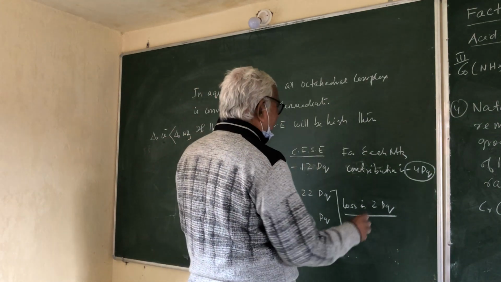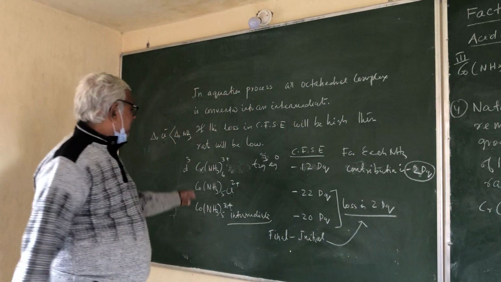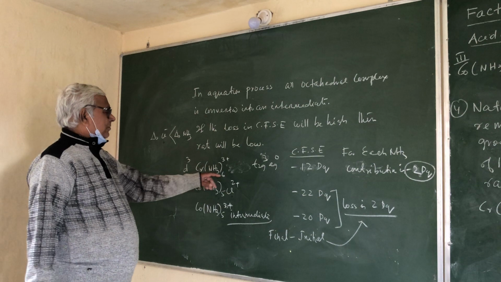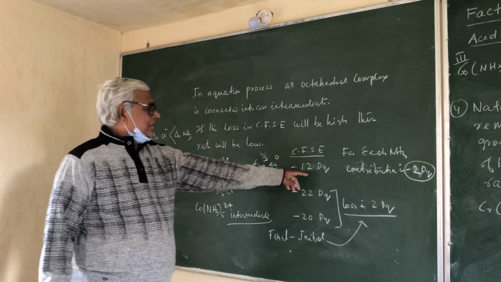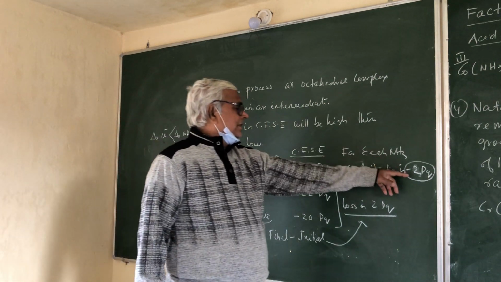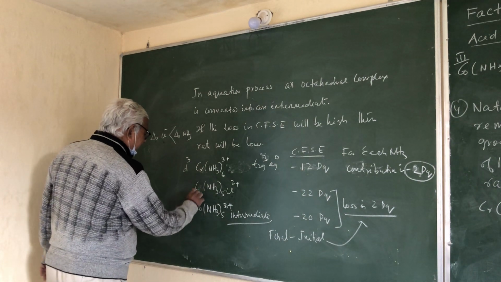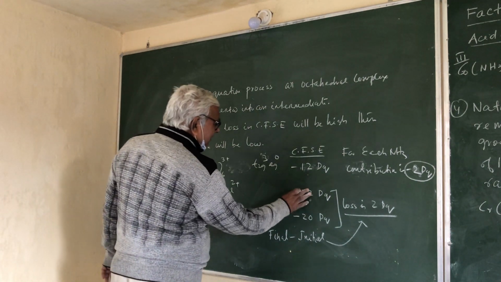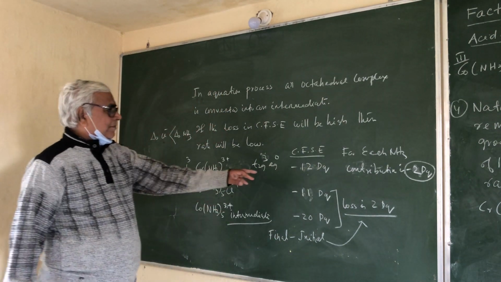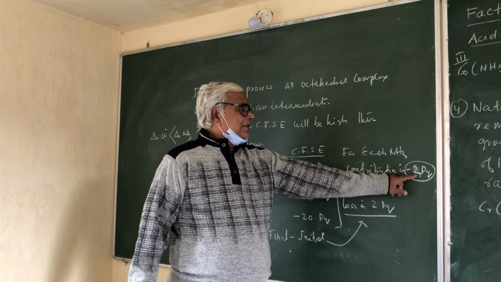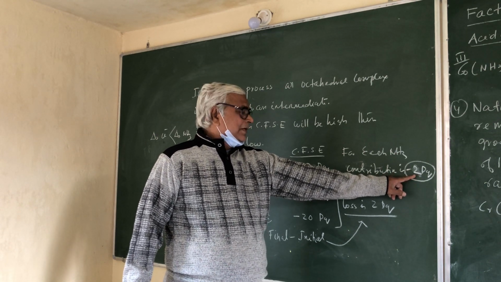So the contribution of each ammonia ligand in the chromium complex will be 2 Dq. Chromium is a d3 system, t2g3 eg0, so it will be minus 12 Dq. The contribution of each ammonia will be minus 2 Dq. And for the pentammine chloro complex, this will be 11 Dq, because for each ammonia the contribution is 2 Dq. When ammonia is replaced by chloride, the crystal field splitting will decrease.